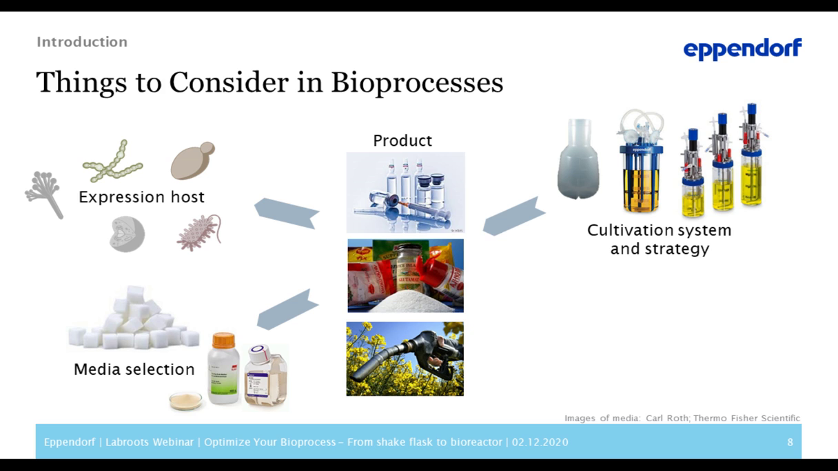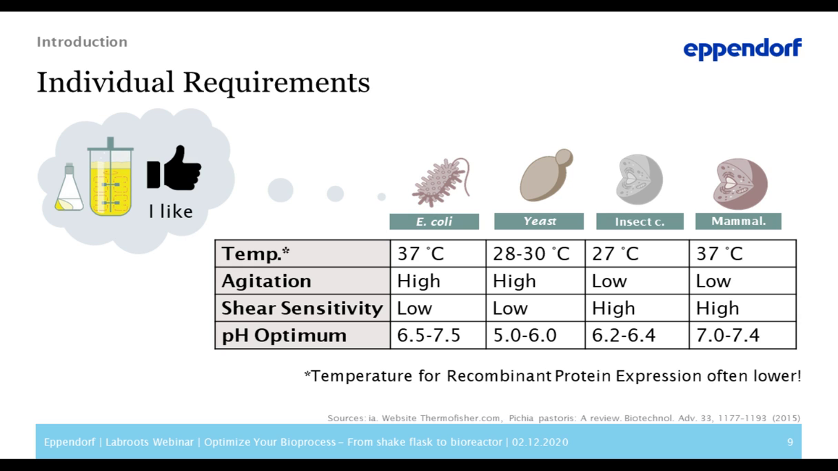The next step is the selection of the proper cultivation system and strategy. Volume is of course one selection criterion, so what amount or yield of product would you like to achieve. But second, we must choose the system our selected cells feel comfortable in. And for this, we again have a look at our organisms and their individual requirements. Whereas E. coli, as you see in the upper row, and mammalian cells prefer it warm at 37 degrees, yeast and insect cells grow better at a slightly lower temperature.